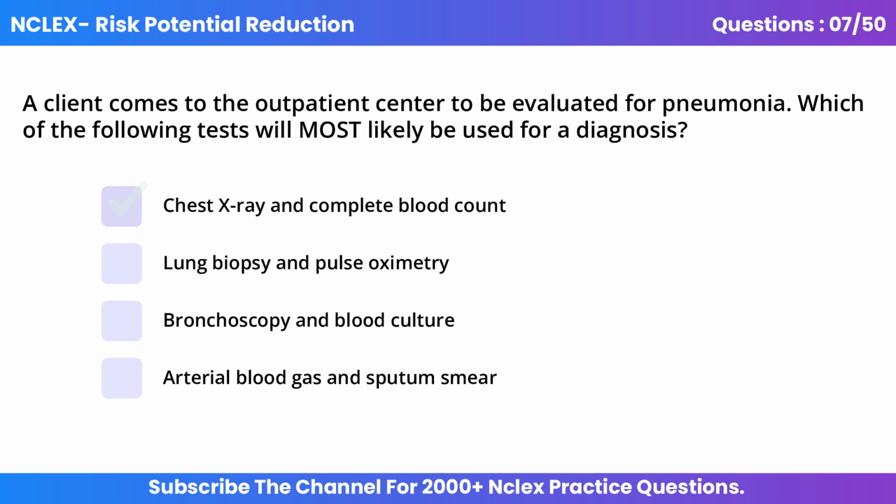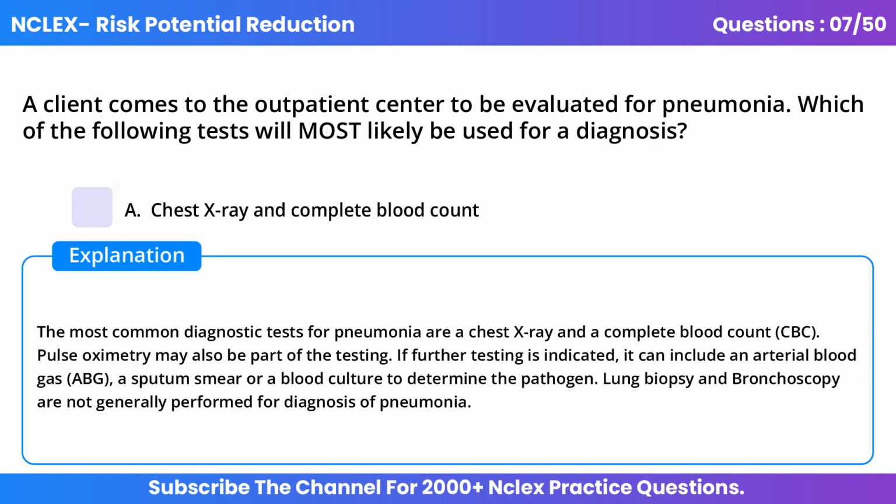A. Chest X-ray and complete blood count. The most common diagnostic tests for pneumonia are a chest X-ray and a complete blood count, CBC. Pulse oximetry may also be part of the testing. If further testing is indicated, it can include an arterial blood gas, ABG, a sputum smear or a blood culture to determine the pathogen. Lung biopsy and bronchoscopy are not generally performed for diagnosis of pneumonia.